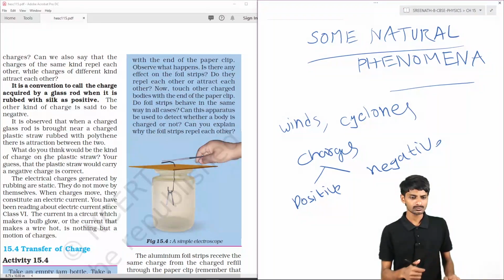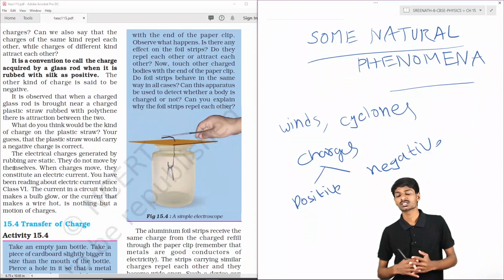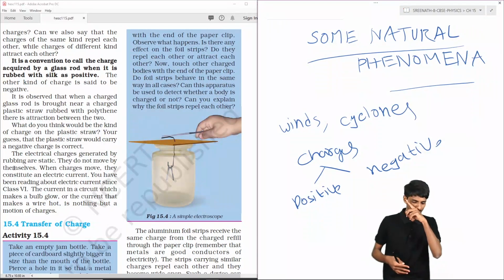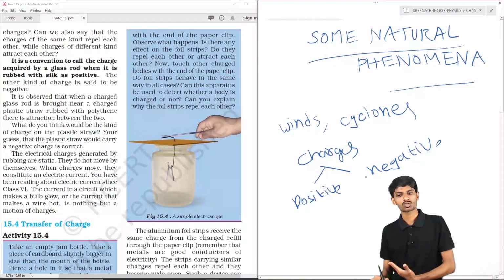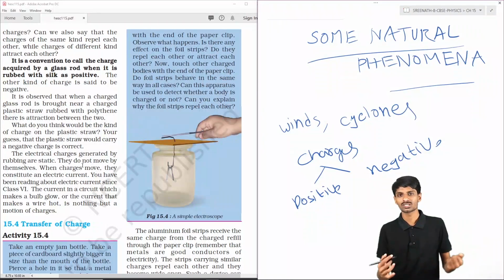What do you think would be the kind of charge on the plastic straw? What is the charge on the plastic straw? It is obviously negative. Why? The glass rod is positive, we already know, and whenever we take it to the straw, it attracts, so it is a negative charge.